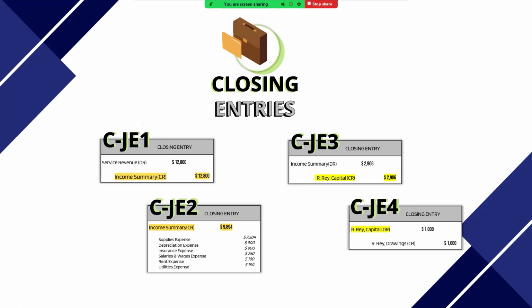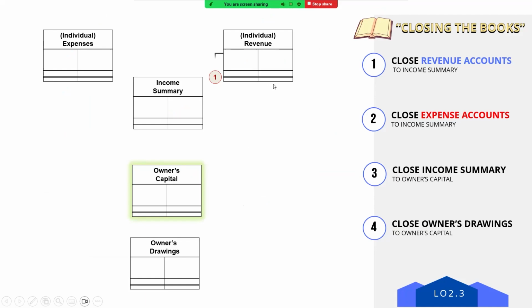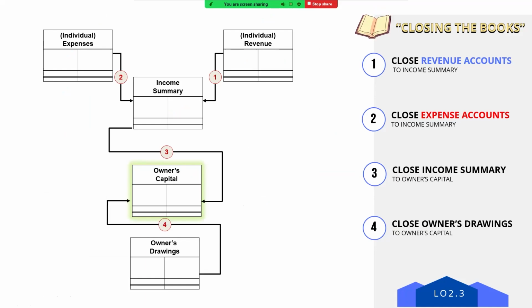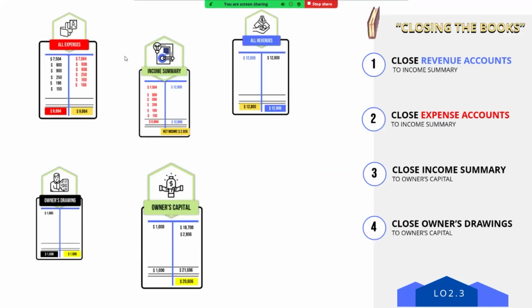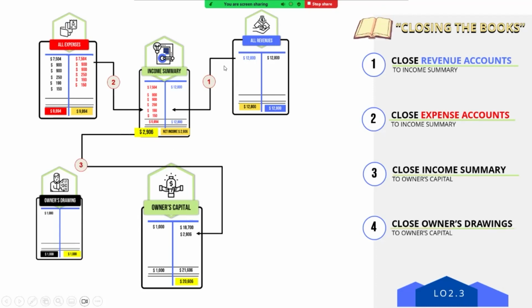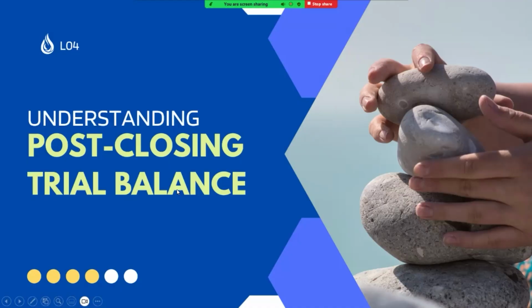So basically, memorize the process. Expect that if it's a net loss, this would be a different scenario. So kindly take that into account. But the general idea is we close our revenues to income summary and we close our expenses to income summary. We then close our income summary to owner's capital and then we close our owner's drawing to owner's capital. So figuratively, what we did was we closed our revenues, we closed our expenses, we closed our income summary to our owner's capital, and we closed our owner's drawing. So all of them go to owner's capital.